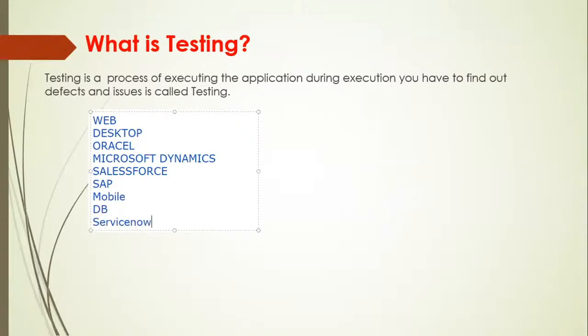Are you getting it? How many categories of applications are we going to automate? Web-based, standalone, and web. So different kinds of application categories. Approximately 250 kinds of projects we can automate with the help of TOSCA.